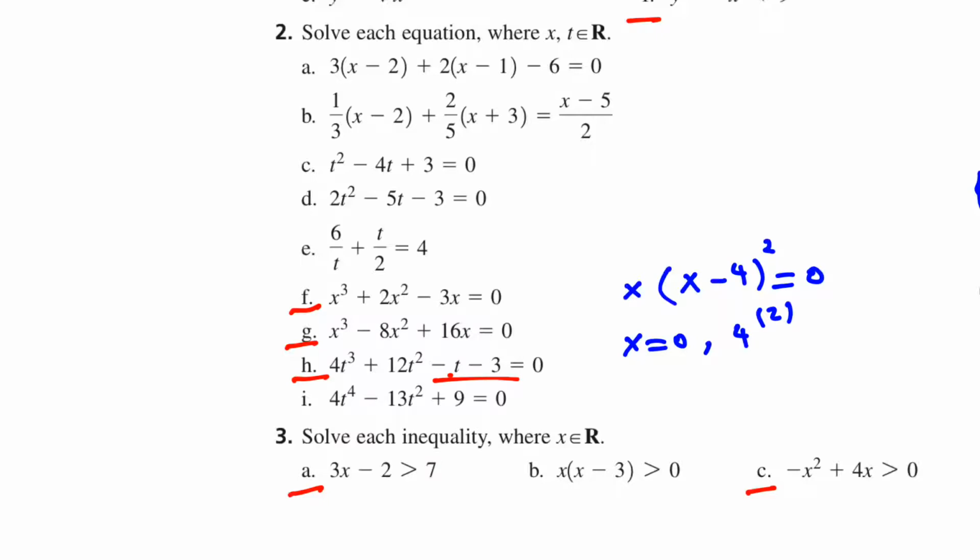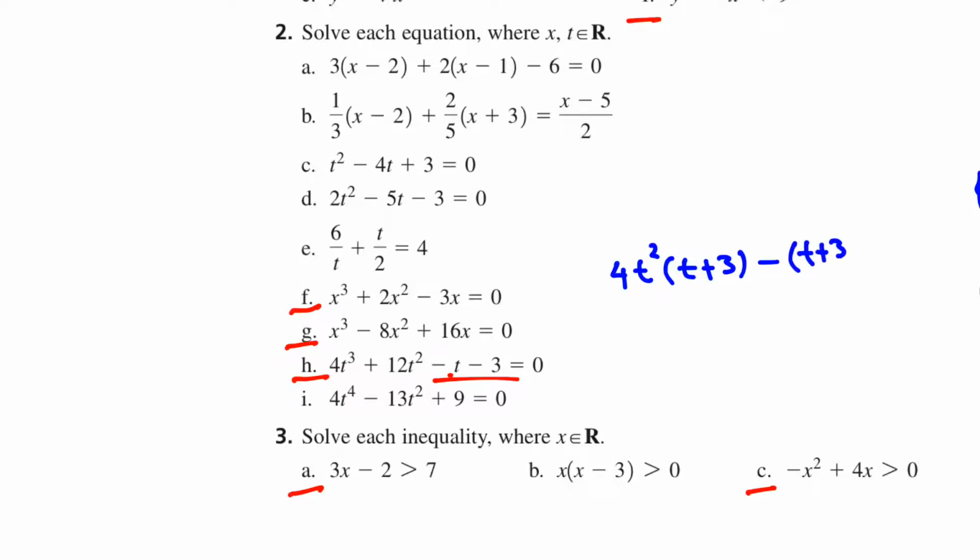Part H, 4t3 plus 12t2 minus t minus 3 equals 0. We use factor by grouping. Between the first two terms, we factor 4t2, 4t2 times t plus 3. Between the last two terms, we factor a negative, 4t2 times t plus 3 minus t plus 3 equals 0.